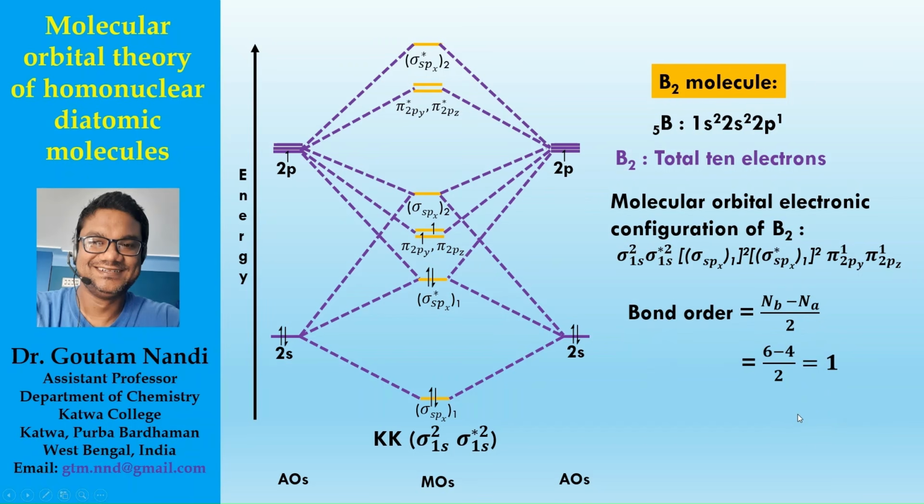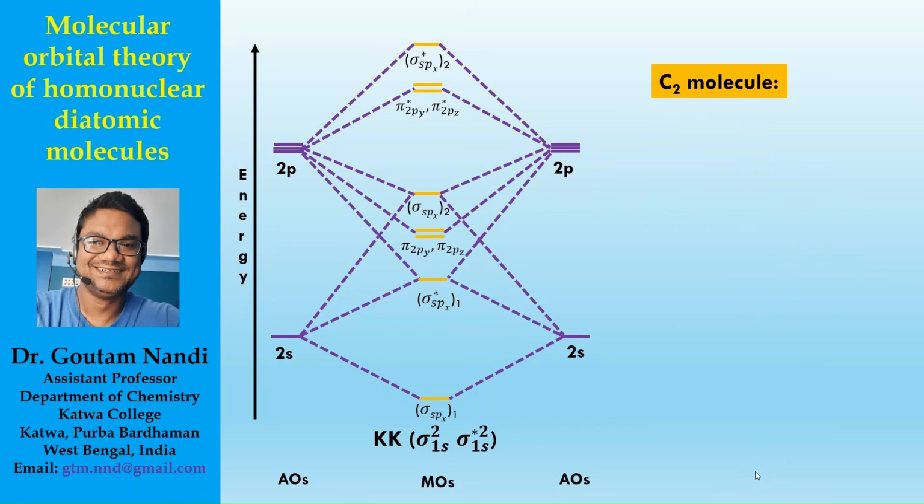The next is magnetism. Here earlier I have not discussed any magnetism. Just remember, if there is any unpaired electron in the diagram, then the molecule will be paramagnetic. If there is no unpaired electron, the molecule will be diamagnetic. Here 2 unpaired electrons are there in the pi 2py and pi 2pz molecular orbitals. So this molecule, B2 molecule, will be paramagnetic.